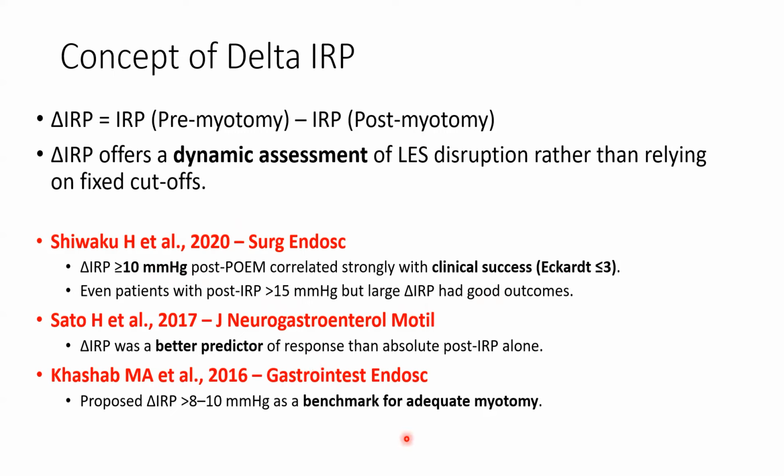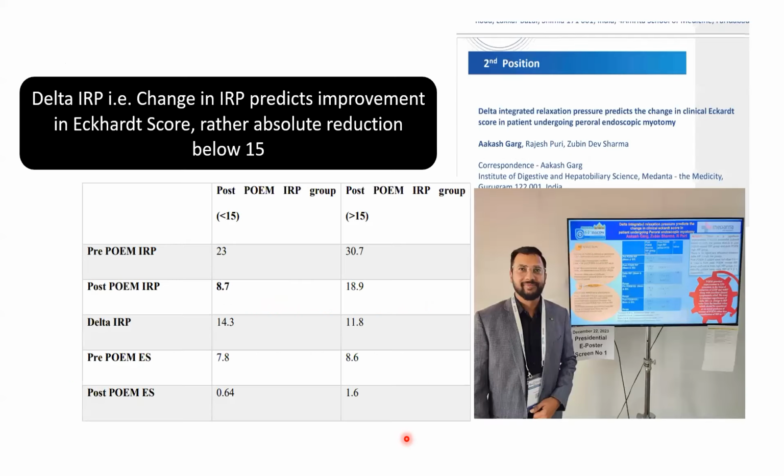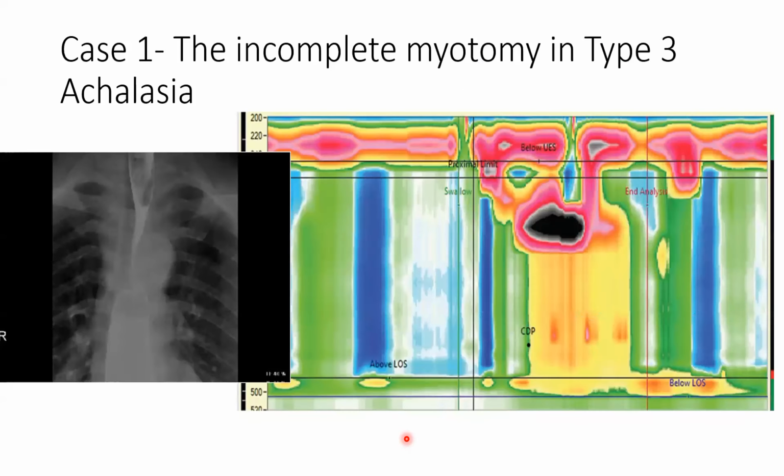In the good articles by Dr. Moin Kasab, it said that around 8 to 10 delta is a good benchmark for an adequate myotomy. So we also published this, I think at 2023 ISDE conference, one of my fellows won the award for that. And as IVY said, at least a 30% reduction should be targeted if you really want to be sure, rather than absolute reduction, for adequacy of POEM.